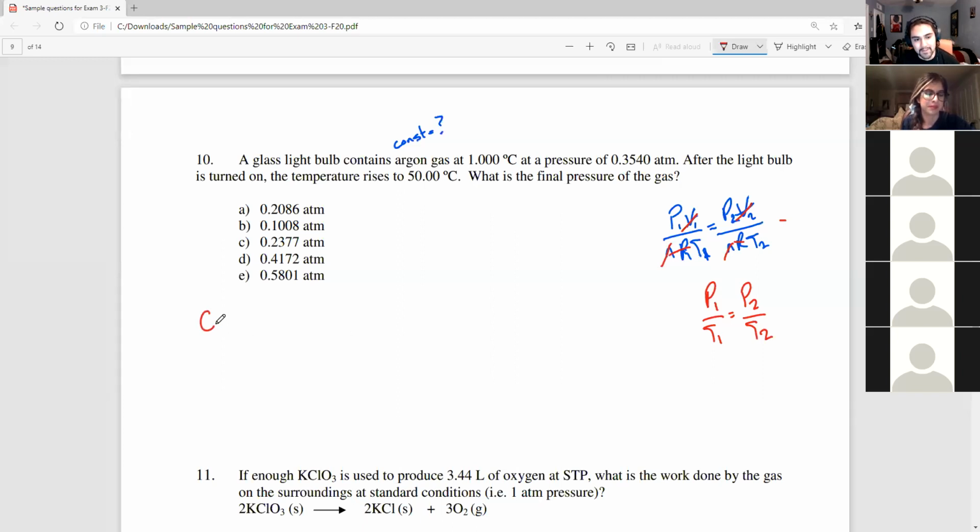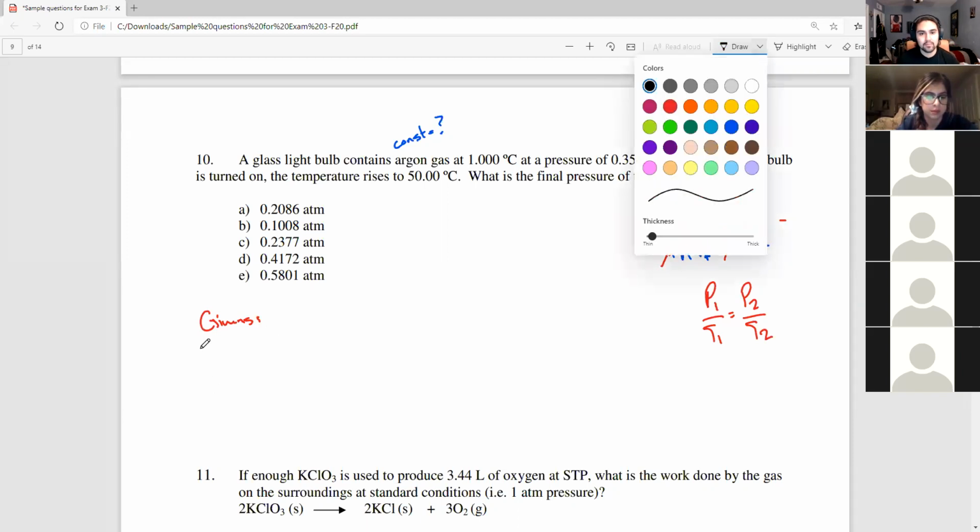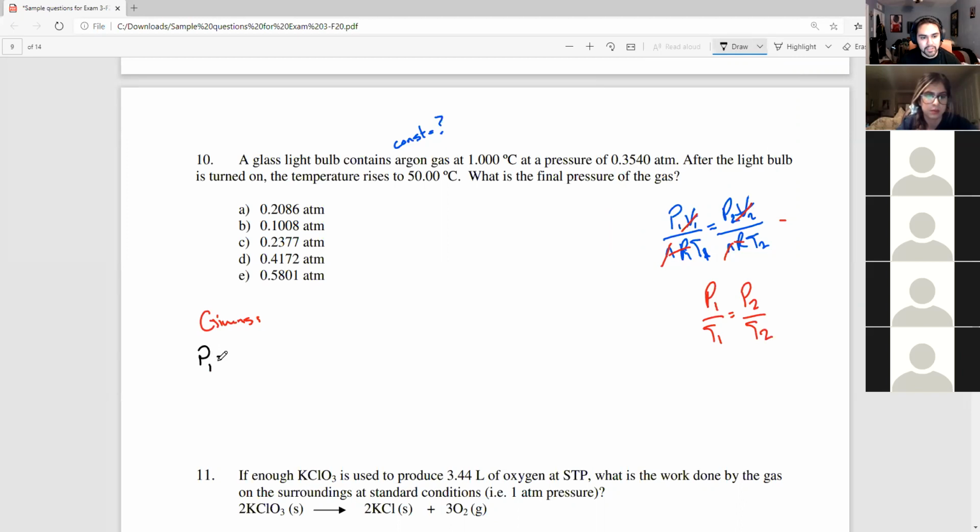So what are my givens, first of all? They give you the first pressure. Yeah, my initial pressure, which is 0.3540 atmospheres. And then what else? My T1, which is 1.00 degrees Celsius. What is that in Kelvin? I might as well already convert it. 274.15 Kelvin. Yes.